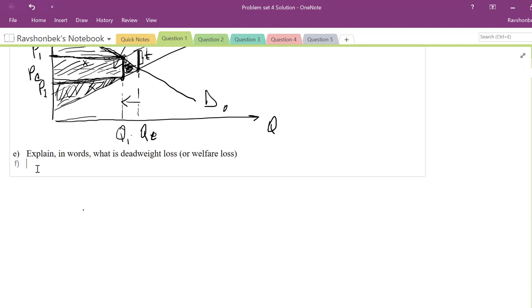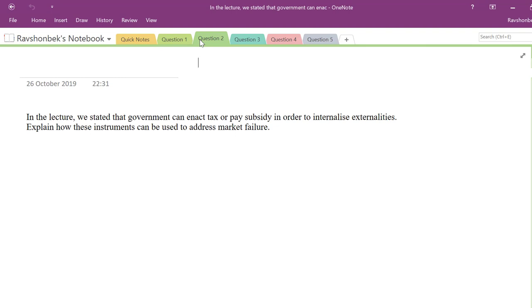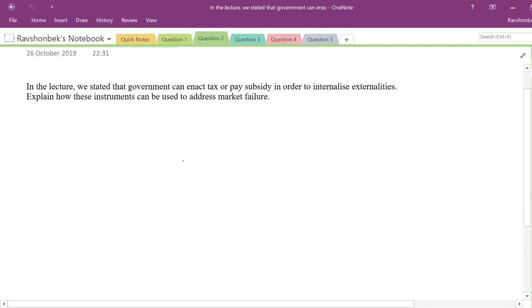Next, we go to question 2 now. I'm hoping that this will not take long. In the lecture, we stated that government can enact a tax or pay a subsidy in order to internalize externalities. Explain how these instruments can be used to address market failure. I'll draw it as well. This is going to take longer. I think I have provided you with the typed answer, but a demonstration would also help.